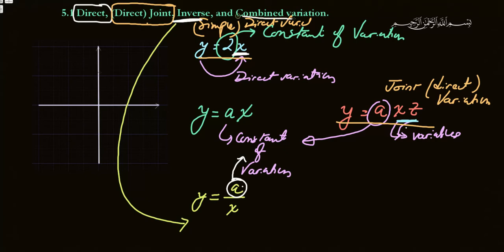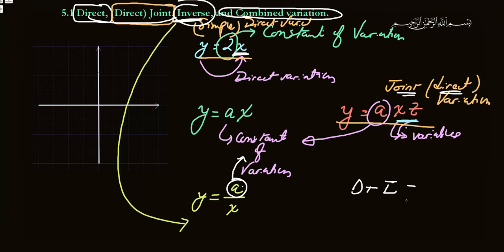Now, the last category is combined variation. The combined variation doesn't mean joint variation. Joint variation is for joint direct variation. Combined variation is combining inverse and direct variation. When you combine direct variation and inverse variation, then you get the combined variations, okay?